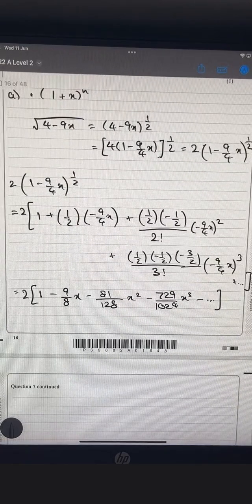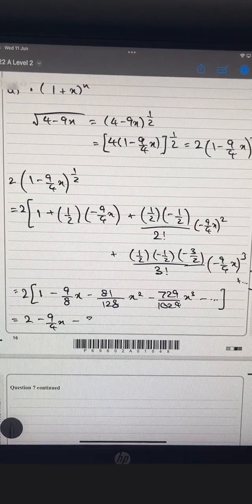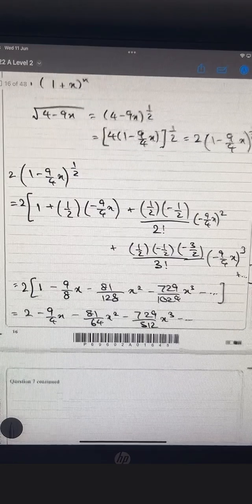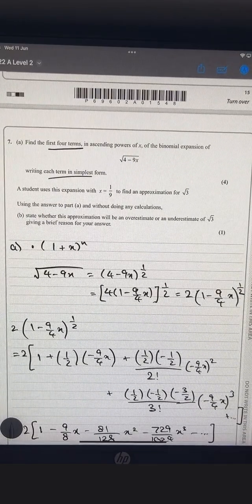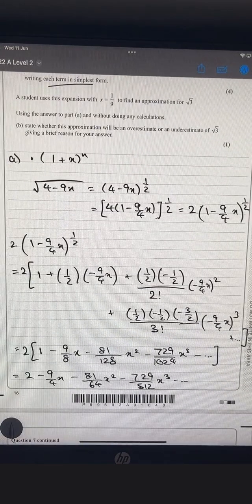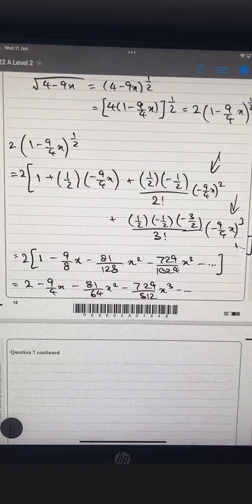And then if I just multiply the whole thing through by 2, I get 2 minus 9 over 4x minus 81 over 64x squared minus 729 over 512x cubed minus and so on. And have I answered the question? Yes, I've written each term in its simplest form, and I found the first 4 terms. Do I square the minus 9 over 4? Yeah, I do. In this step, when I'm doing it squared, and then in this step, I cube it. So remember, you have to square x and its coefficient, and the sign as well. So don't mess up your signs. That's the only main difficulty with this, and you are given the formula in your book, so you just have to sub in.